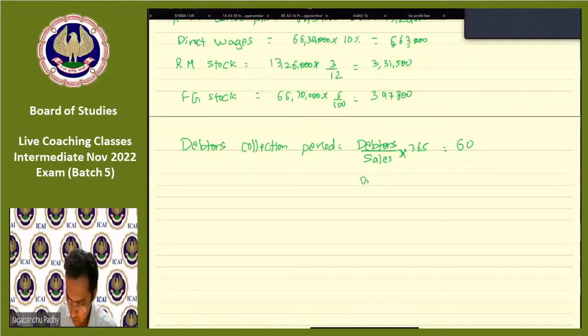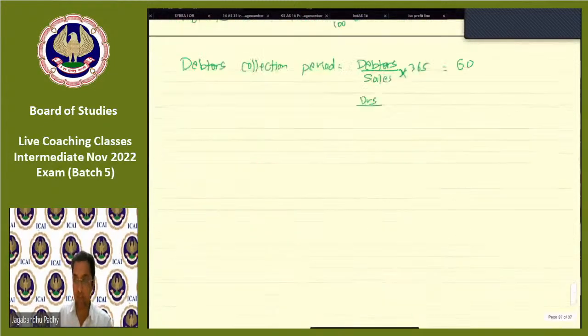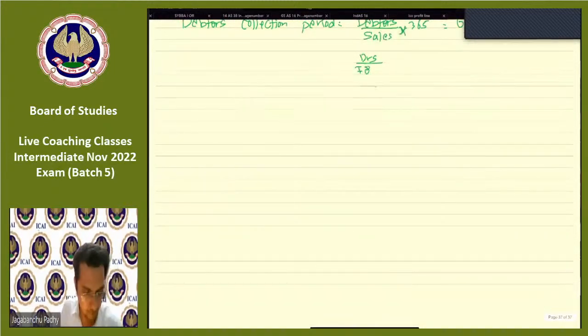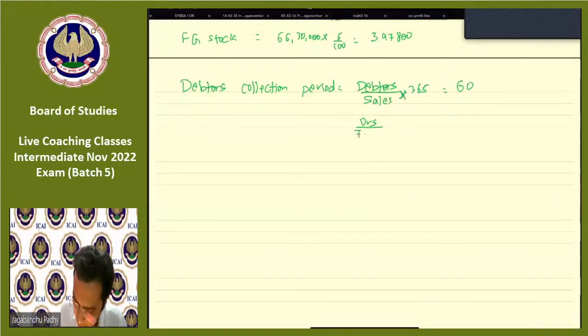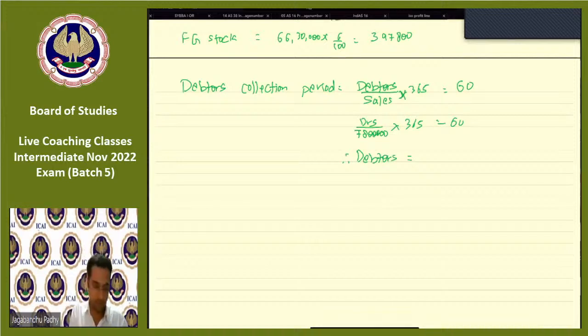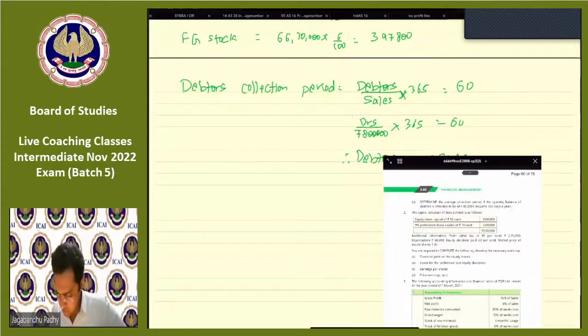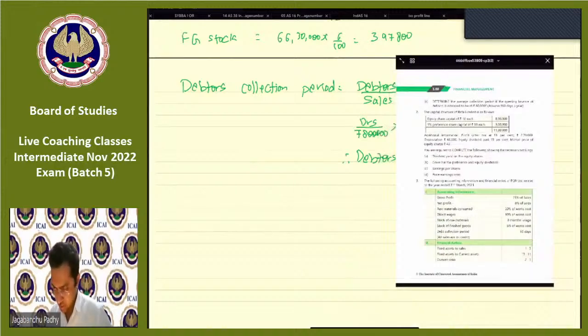So we don't know the amount of debtors, but we know the sales value. Sales is 78 lakh into 365 is 60. So from this, we can get the value of debtors. Value of debtors is 78 lakh into 60 divided by 365, which is 12 lakh 82,192. This is what we have got using the debtors ratio or the debt collection period.